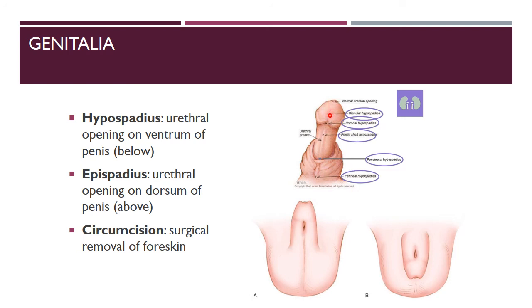And then you can see this picture up here I have for you, the normal urethral opening and just the different types of hypospadias that you may see. But just know the difference between hypospadias, which is on the ventrum of the penis below, and then epispadias is on the dorsum of the penis above. So if you think E is above H in the alphabet and H is below E in the alphabet, that might help you remember. And then circumcision, surgical removal of the foreskin, and you just want to be able to educate the parents on taking care of that site while it's healing.